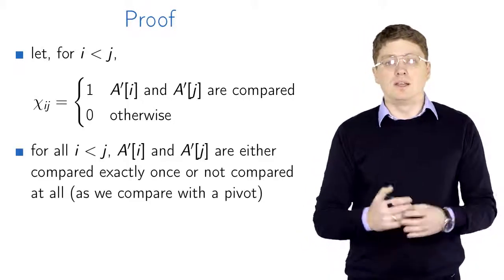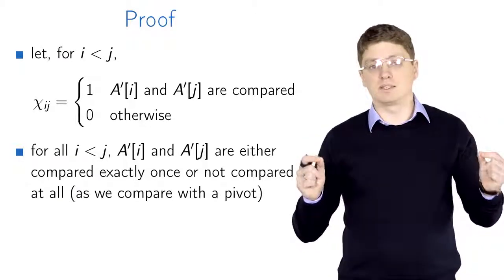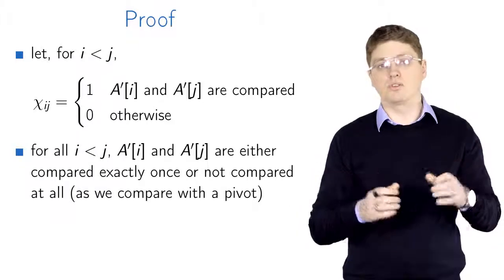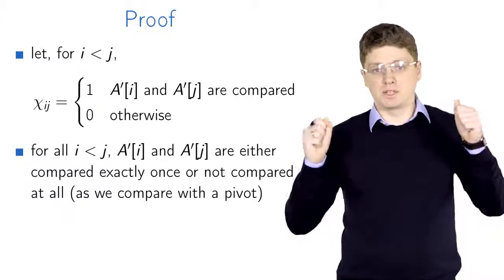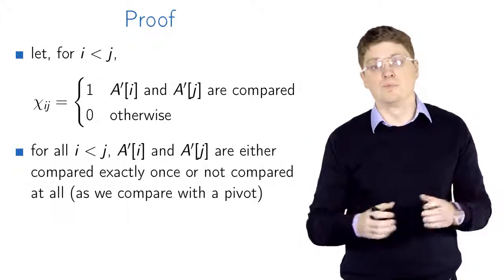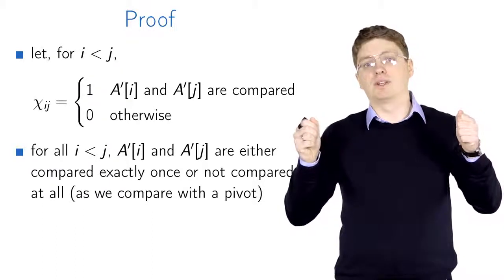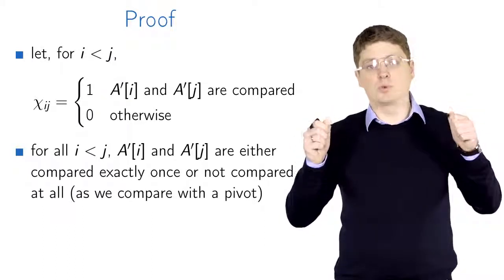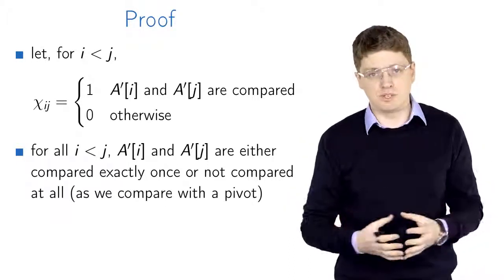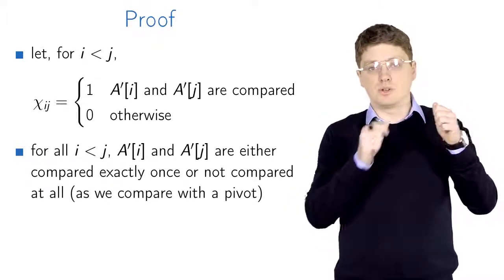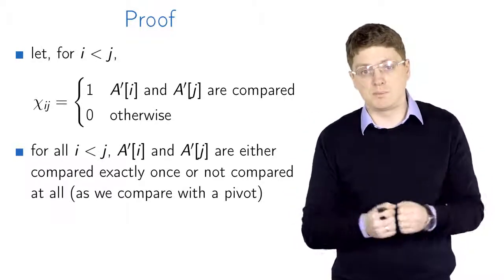Okay? The next thing to note is the following. For any 2 elements of our initial array or sorted array, it doesn't matter, they are either compared just once or they are not compared at all. So why is that? Why just once? Well, if 2 elements are compared at some point, this means that at this point, one of these elements is the pivot element. Because in the partition procedure, we compare the pivot with all other elements of the current subarray. So if 2 elements are compared, then one of them is the pivot.